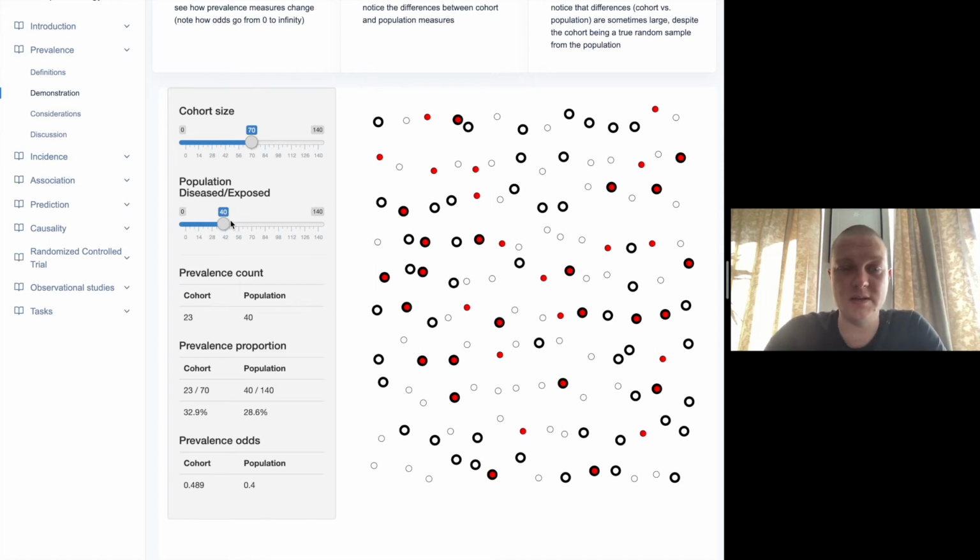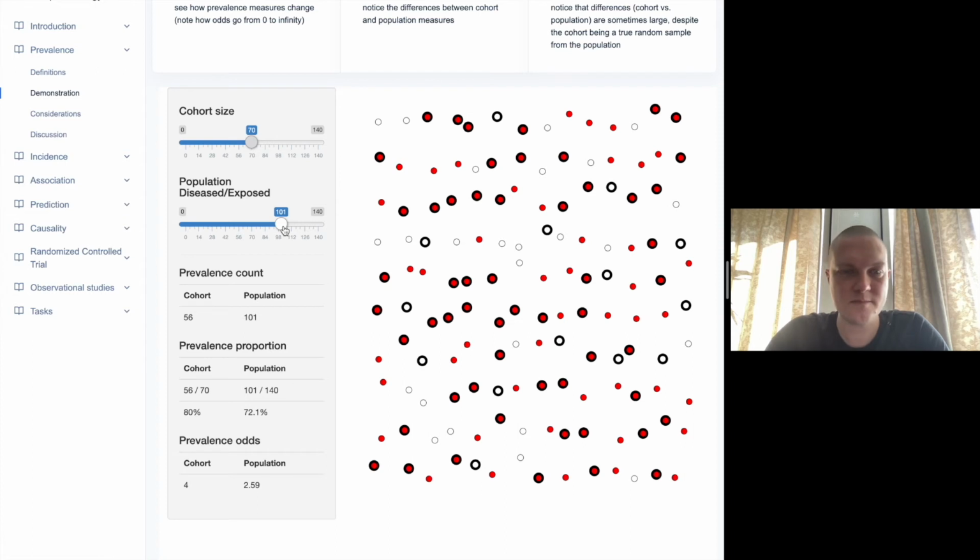when you change this, the system behind it makes a true sample. It really makes a completely random sample of the population. And you can get unlucky. I don't know if I can get unlucky here. Let's see. The population prevalence count is 101. In the cohort, we have 56 because we've only sampled half the population.